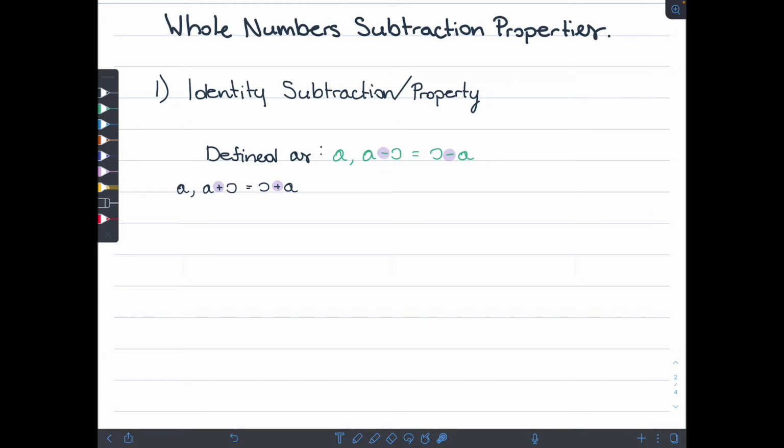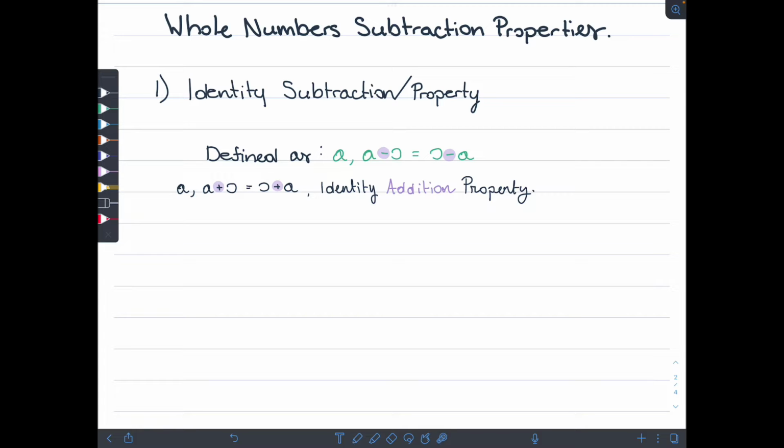Like I said, this property is for subtraction. This property is for addition. So identity addition, let me make it in this same color, addition property. Similar to the addition property, but the difference is that it's subtraction, because we're dealing with subtraction.